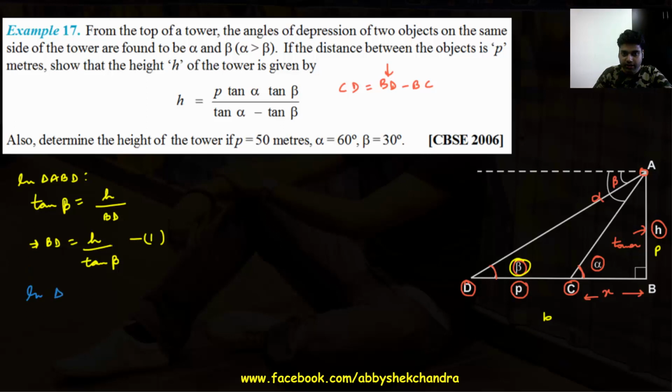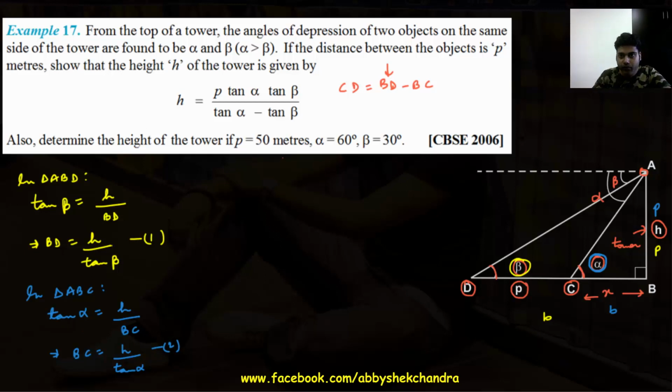Now in the other right angle triangle, in triangle ABC, BC is the base, AB is again the perpendicular. So again we are going to use tan of the angle. This perpendicular and base is with respect to this angle alpha. So tan alpha equal to perpendicular H by base BC. Fine. So from here BC will be H by tan alpha. Let's call it 2.